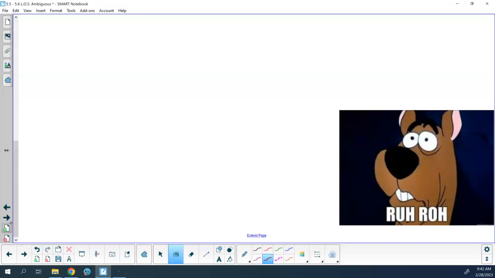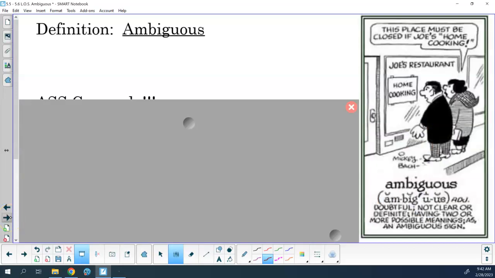That, ladies and gentlemen, is the ambiguous case. Now, in English, let me ask you a personal type question for all English people out there. What does ambiguous mean? Not clear? Open to more than one interpretation? Okay. So not clear. Doubtful, not clear, or definite, having two or more possible meanings, as an ambiguous sign.